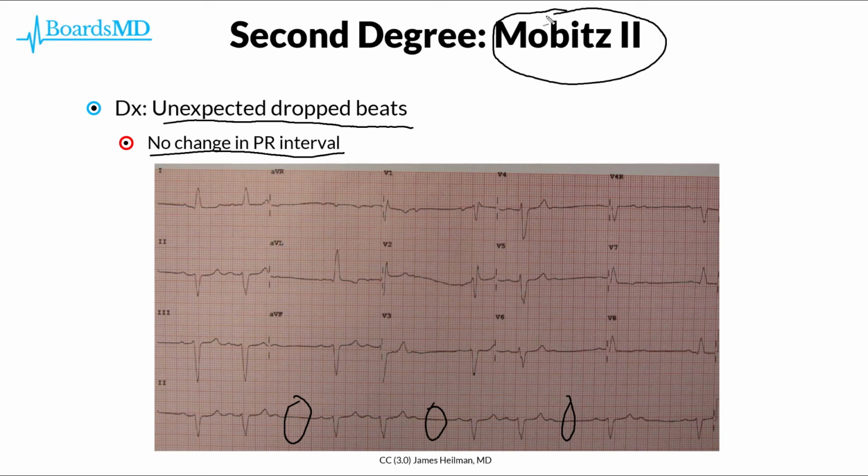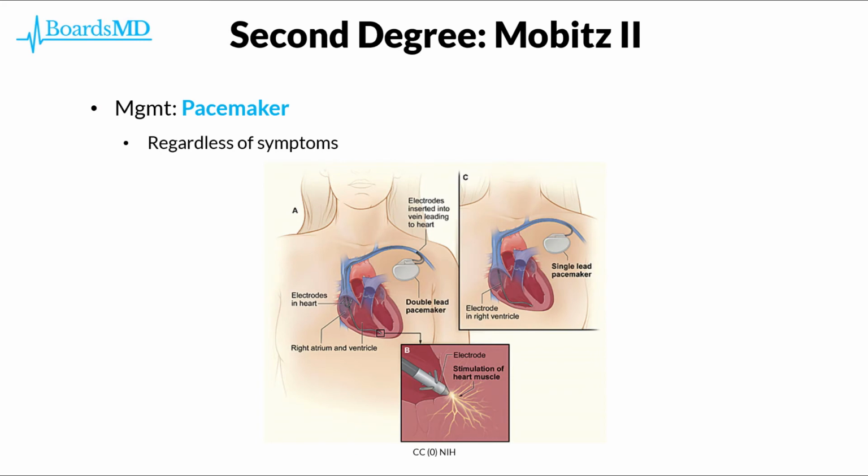And as one might expect with these unexpected dropped beats, Mobitz Type 2 tends to be more commonly symptomatic and has a greater risk of progression to complete heart block than Mobitz Type 1. Because of this risk of progression to complete heart block, when we have a patient with Mobitz Type 2, it does not matter whether the patient is symptomatic or asymptomatic, as a pacemaker is going to be indicated regardless.